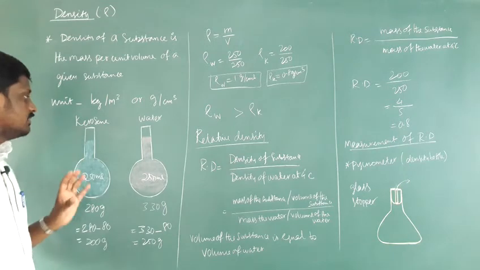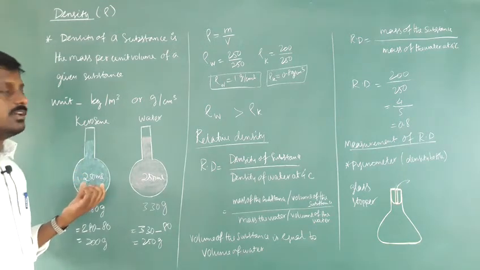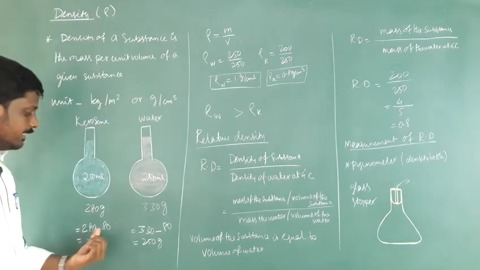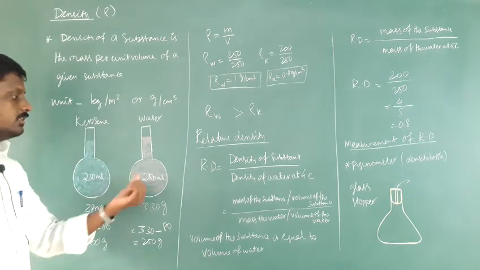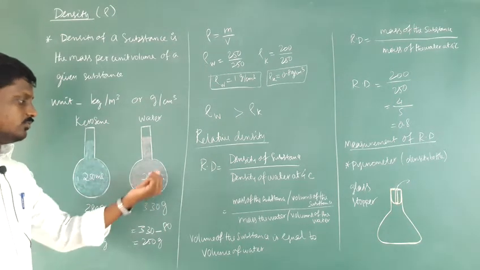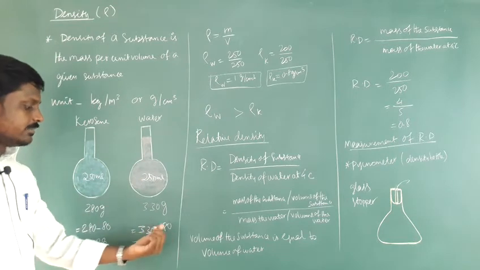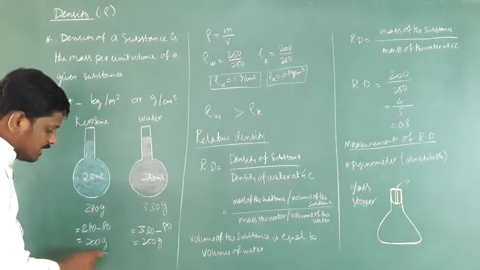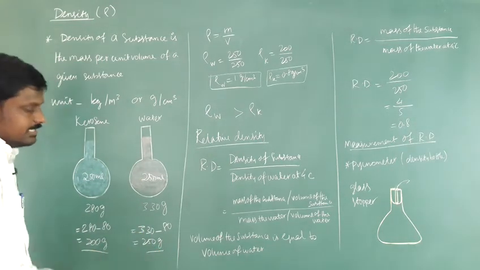So what is the mass of the kerosene? The mass of 250 ml of kerosene is 280 minus 80, that is 200 gram. Then the mass of 250 ml of water is 330 minus 80, that is 250 gram. So this is the mass of kerosene and water.